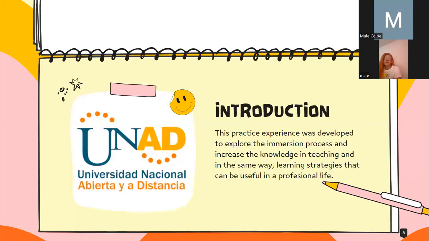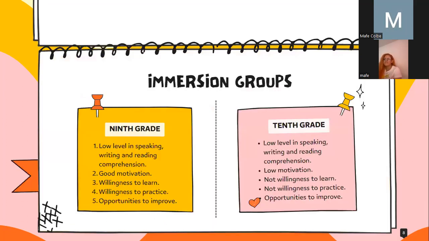I'm going to start with a short introduction about immersion practice. This practice experience was developed to explore the immersion process and increase the knowledge in teaching, and in the same way, learning strategies that can be useful in a professional life. I have been teaching for 15 years, but this experience was really different because students were really challenging, and everything was so different from all the stuff I have done before.